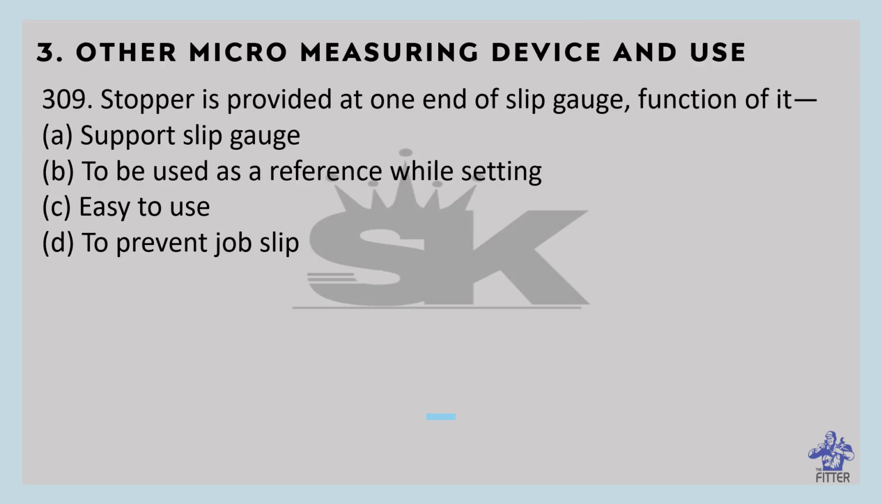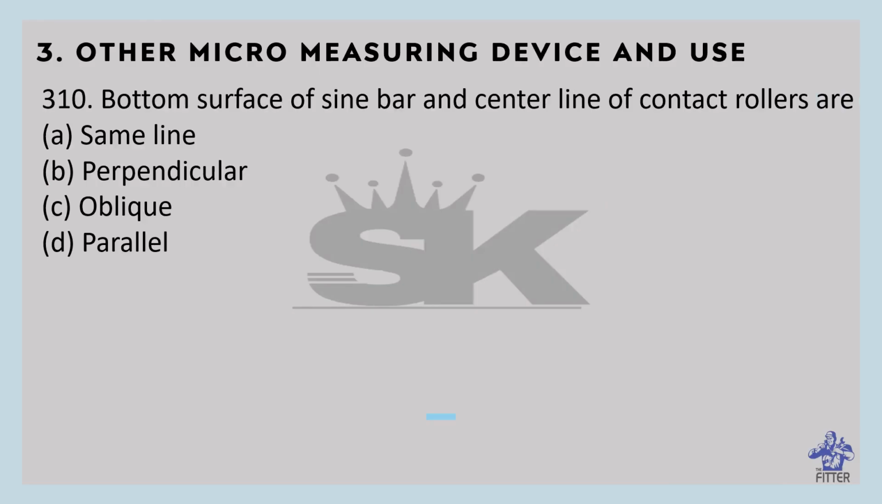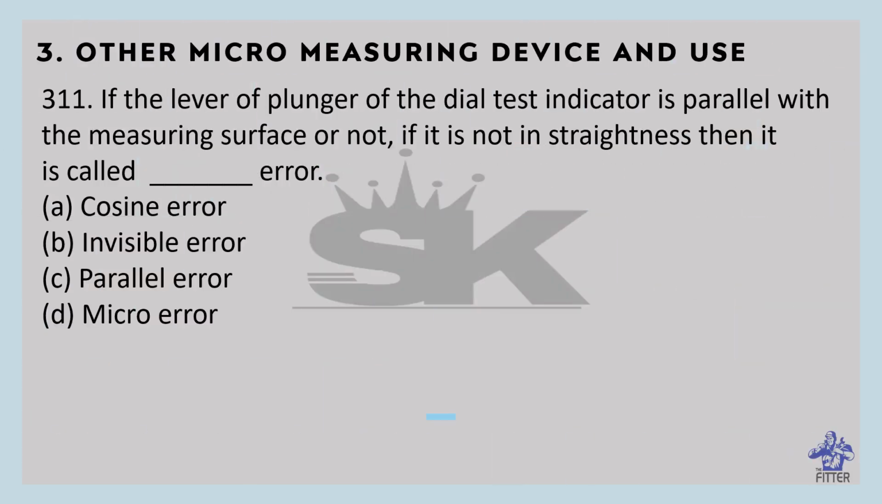Stopper is provided at one end of the slip gauge. Function of it is, so the function is to prevent the job from slipping. Okay. Bottom surface of sine bar and the center line of the contact rollers are, so they are parallel. Okay.